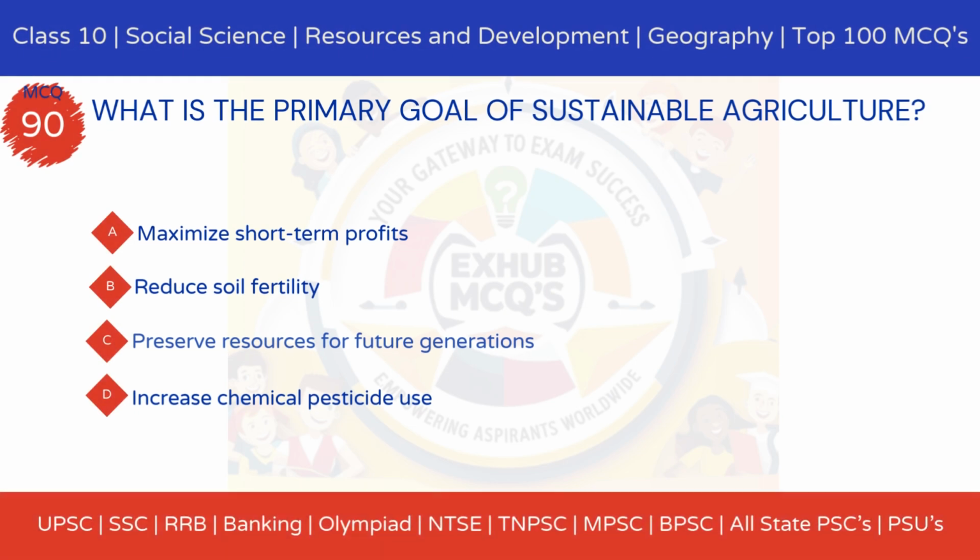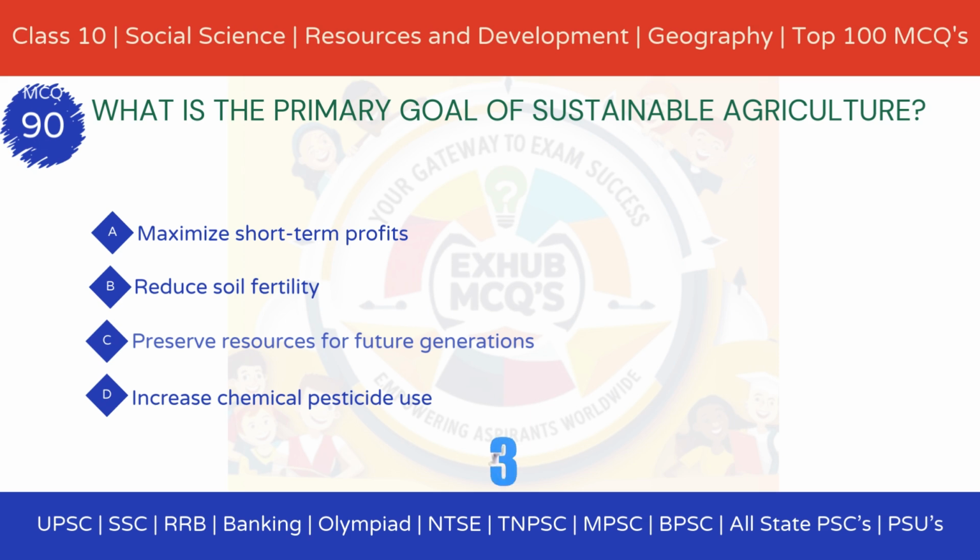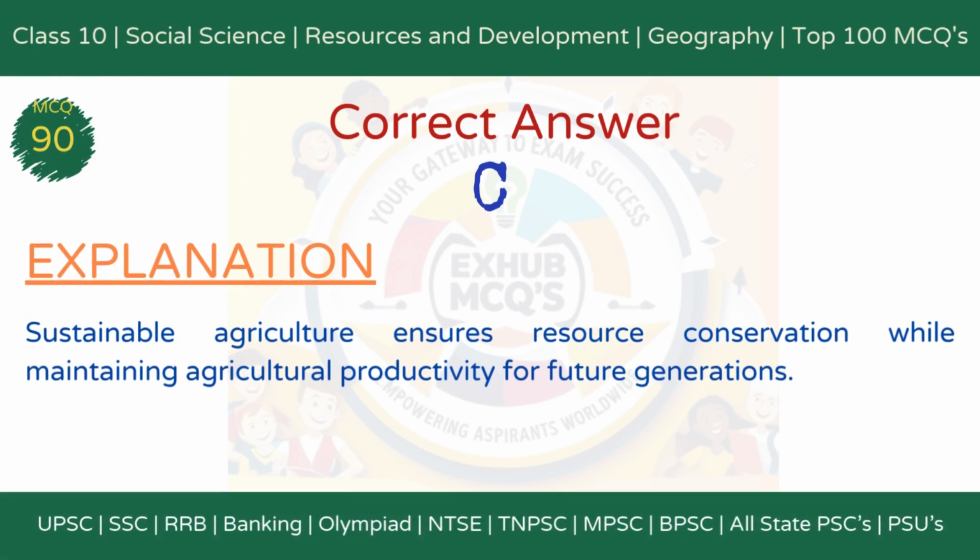Option A, maximize short-term profits. Option B, reduce soil fertility. Option C, preserve resources for future generations. Option D, increase chemical pesticide use. The correct answer is option C, preserve resources for future generations. Explanation. Sustainable agriculture ensures resource conservation while maintaining agricultural productivity for future generations.